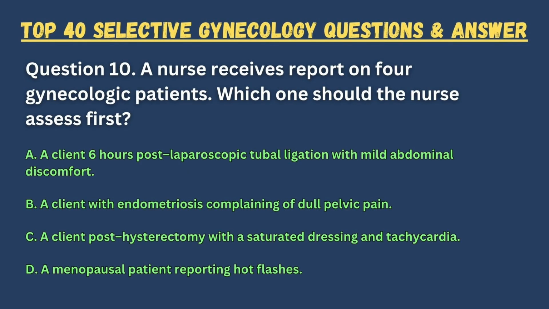Question 10. A nurse receives report on 4 gynecologic patients. Which one should the nurse assess first? A. A client 6 hours post-laparoscopic tubal ligation with mild abdominal discomfort. B. A client with endometriosis complaining of dull pelvic pain. C. A client post-hysterectomy with a saturated dressing and tachycardia. D. A menopausal patient reporting hot flashes.